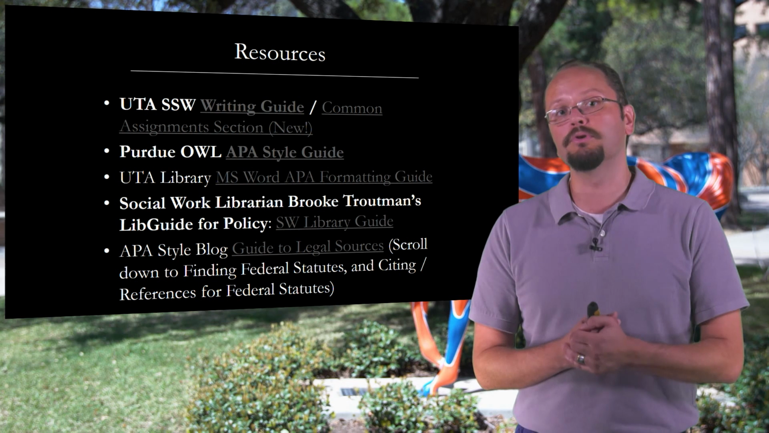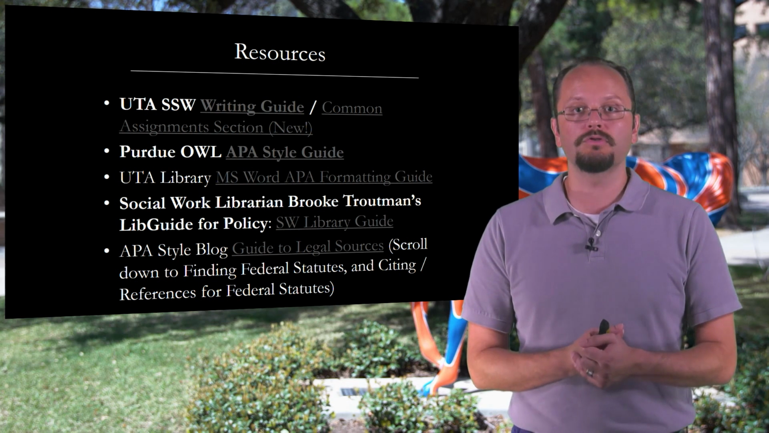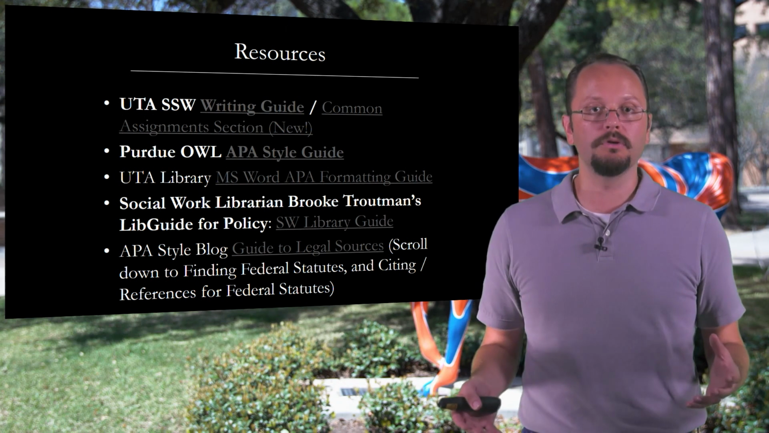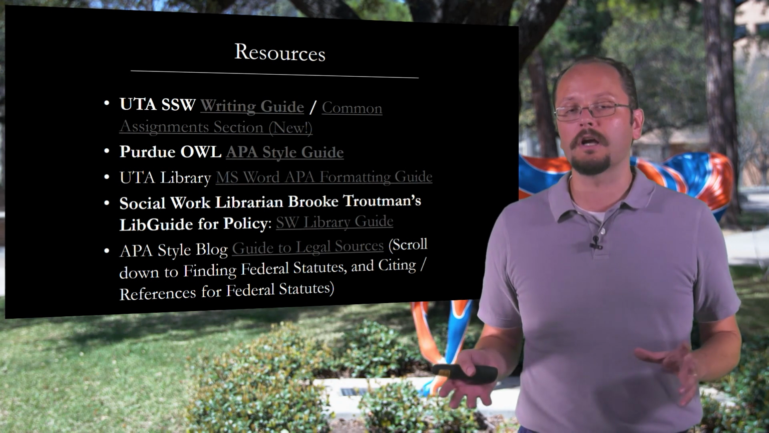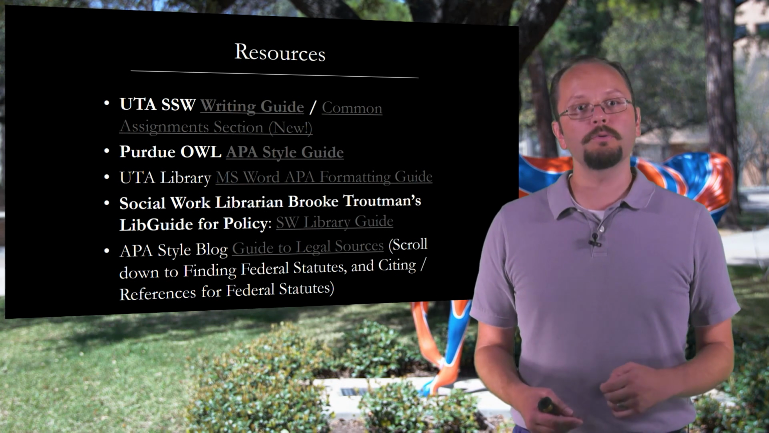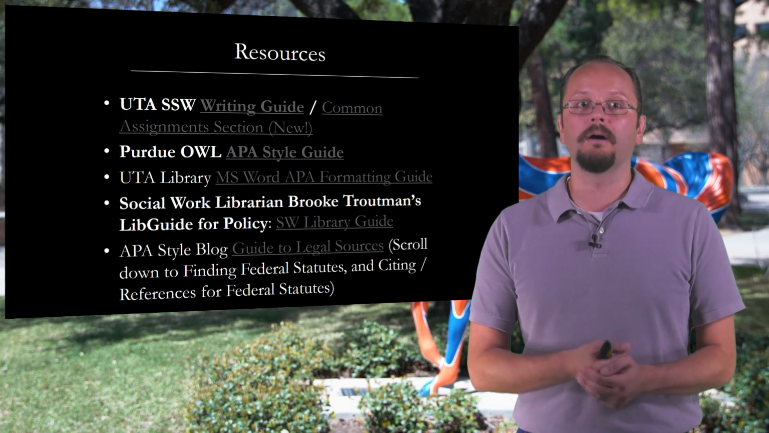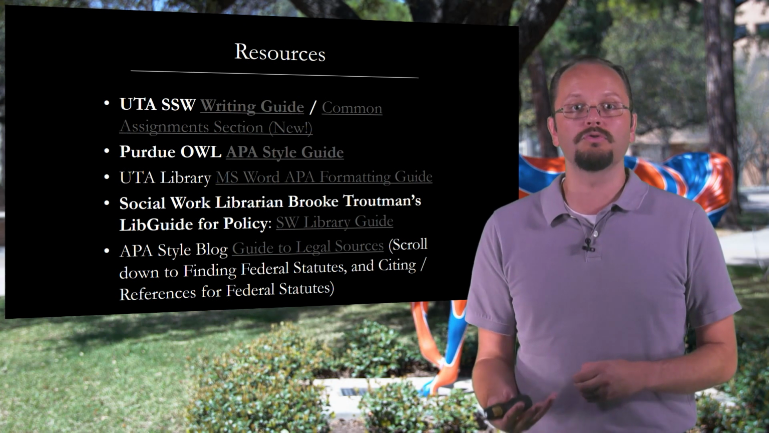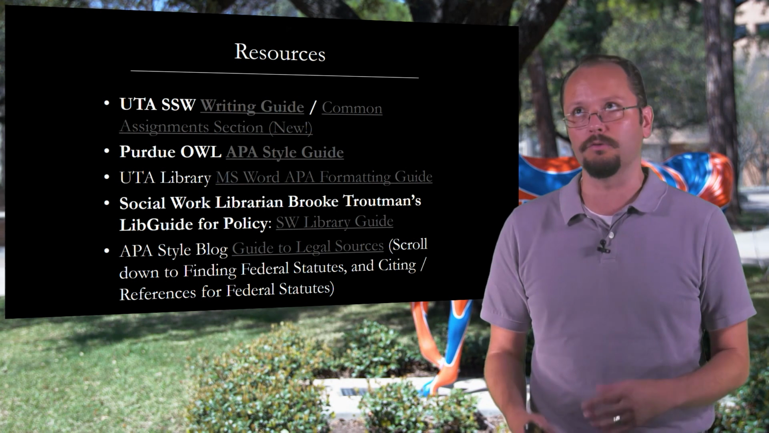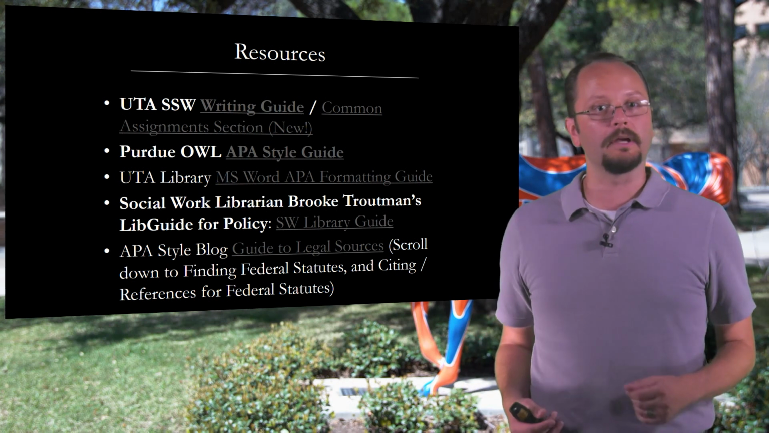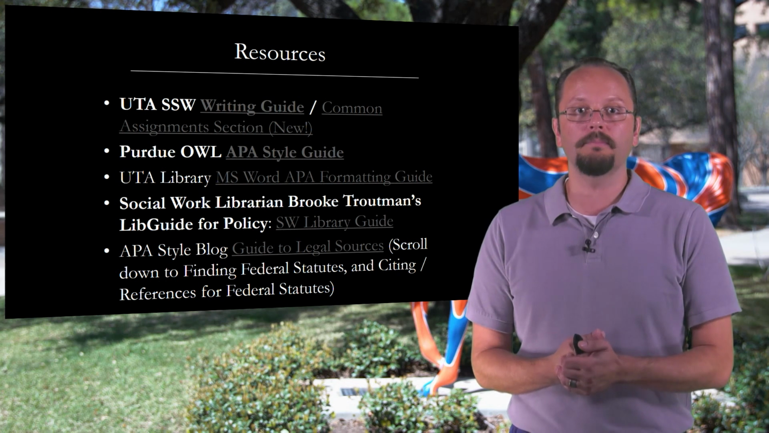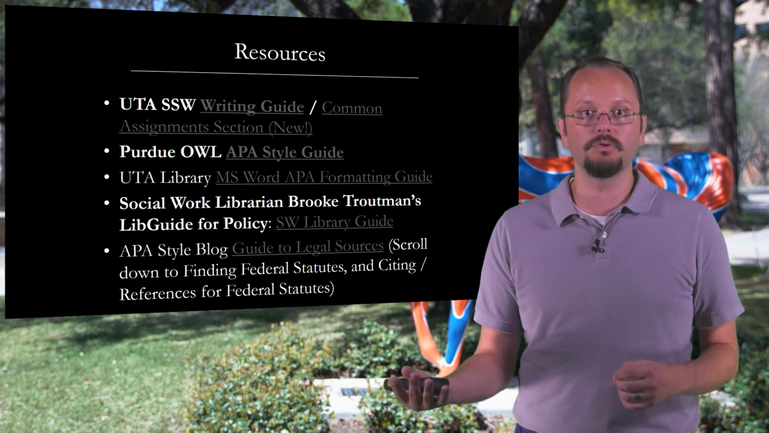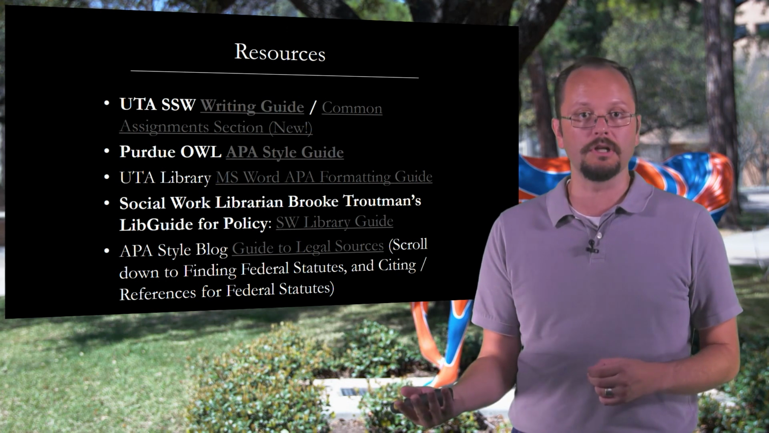I also have a link here to the Purdue OWL, which is my favorite resource for quick references to APA. That's the Purdue Online Writing Lab hosted by Purdue University. It has a very nifty APA style guide that's very easy to navigate. Also, we have a link to what Brooke was showing you. You have a link to the UTA Library's overview of and tutorial on how to use Microsoft Word to do APA formatting. So if you've had trouble getting Word to do what you want it to do, this is the place to go. We also have Brooke's library guide for social work policy classes specifically. There's a link directly to her guide that she showed you in the previous video.